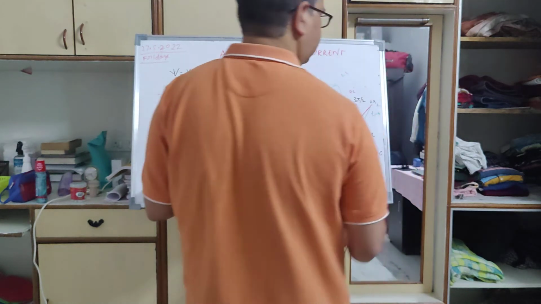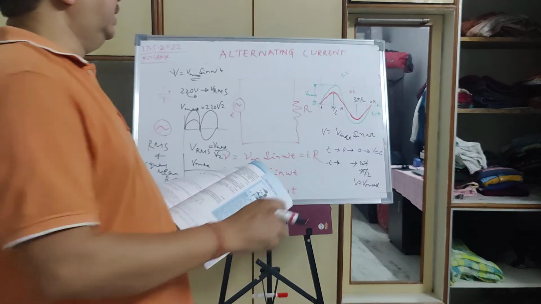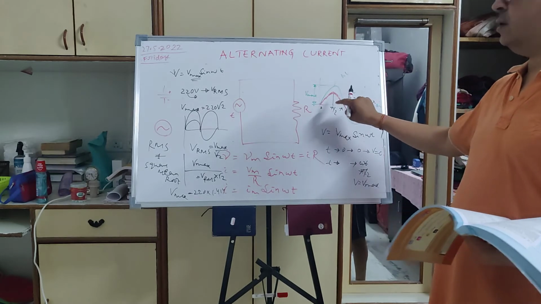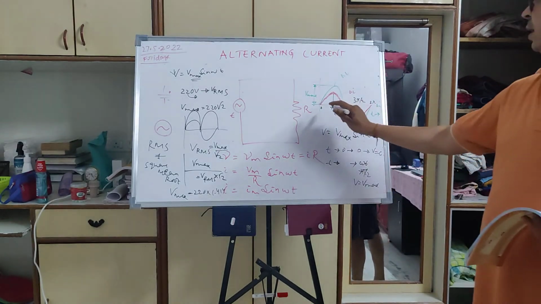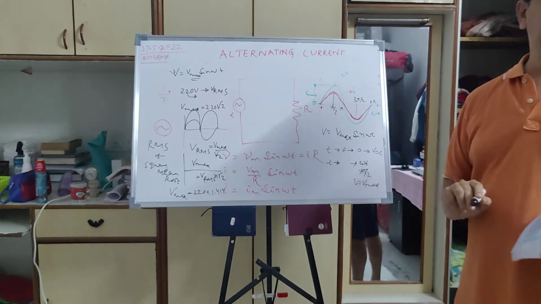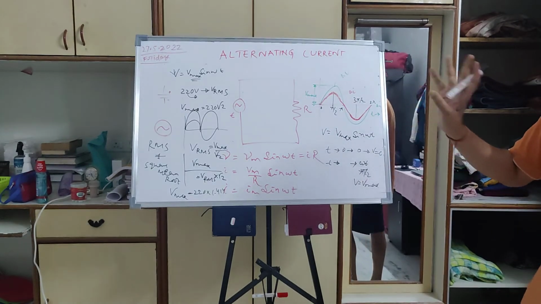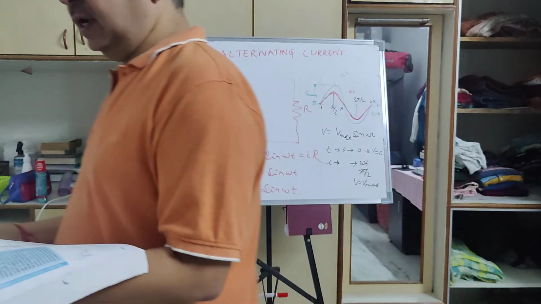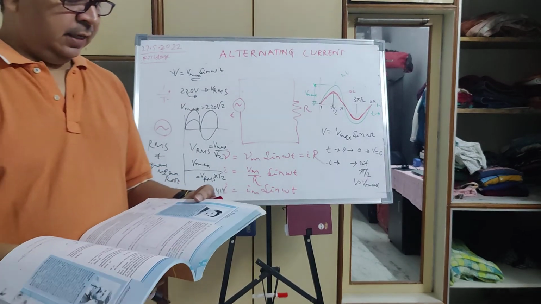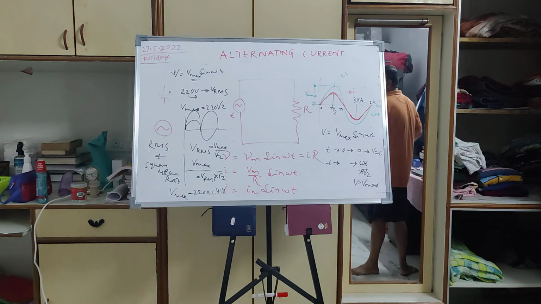Here you can see this voltage and current are in phase. They are not out of phase. When this phase is 0, this phase is 0. When this phase is pi by 2, this phase is pi by 2. When this is pi, this is pi. That's why in a resistive circuit, voltage and current are always in phase. That is a very important thing, one of the very important things.